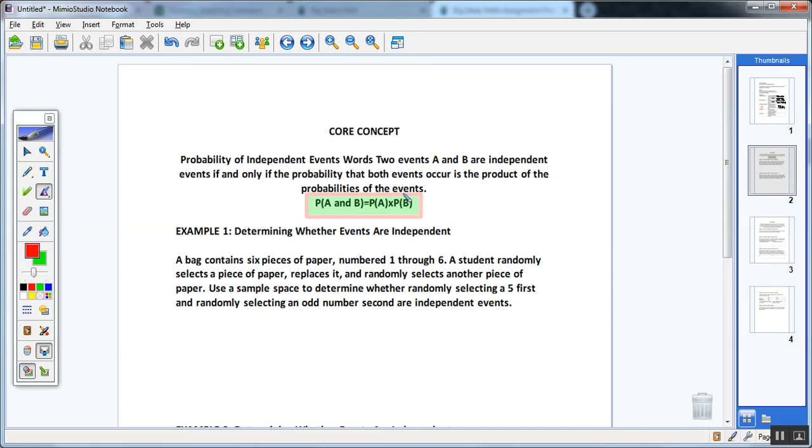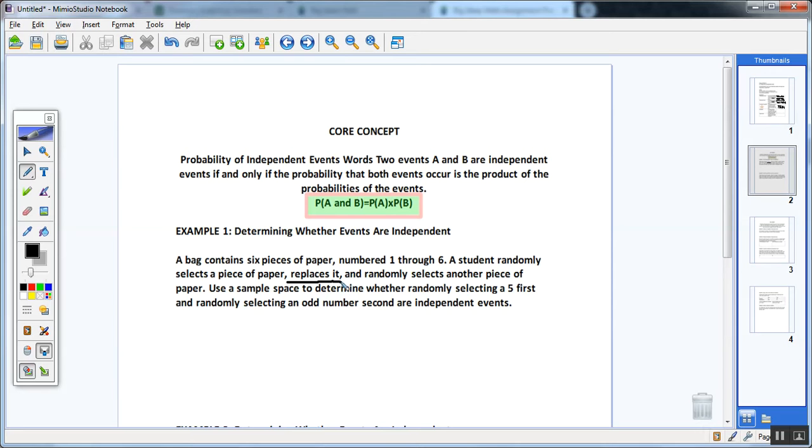So, in example 1, determining whether events are independent or not. Example 1 says a bag contains 6 pieces of paper numbered 1 through 6. A student randomly selects a piece of paper and then does not replace it. Oh, I'm on the wrong one. Actually, it replaces it there in example 1. So we're saying you're just going to replace it. So every time I grab a number out of that bag, how many choices are there every single time? 6 of them, okay?